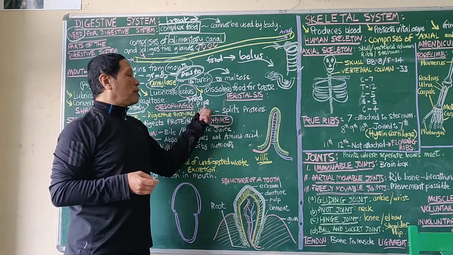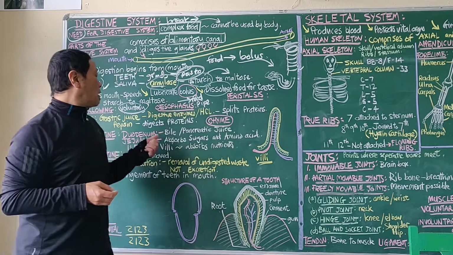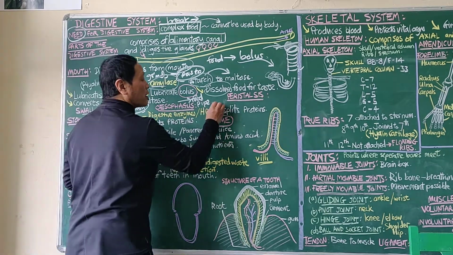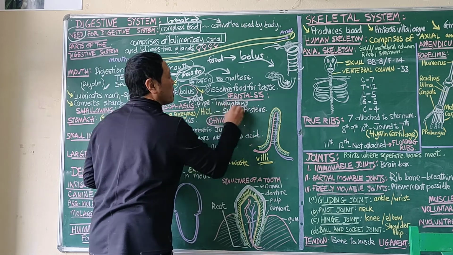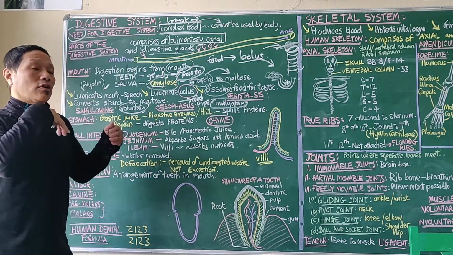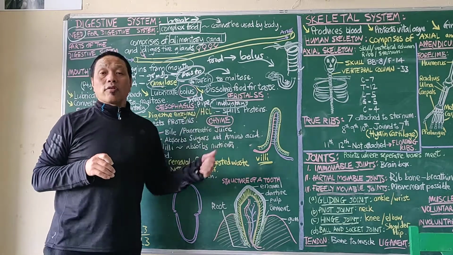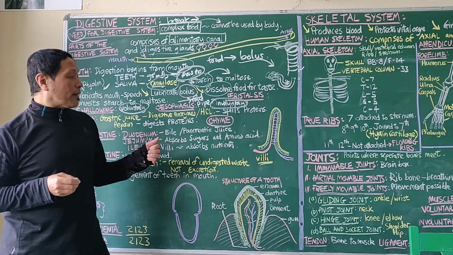Now, as the food enters the esophagus, it's now involuntary. It is not controlled by your will. So it moves on its own accord. Of course, it is controlled by parts of the brain.